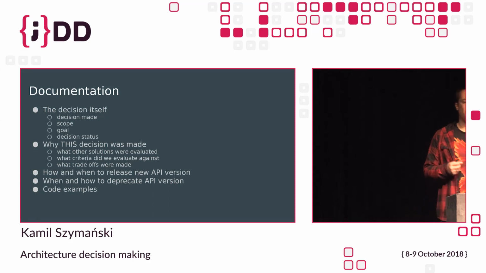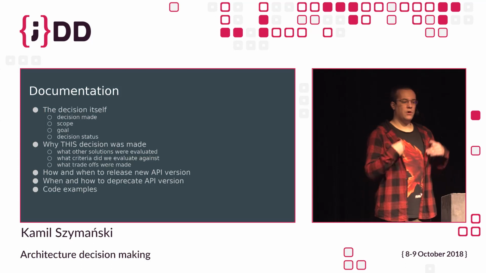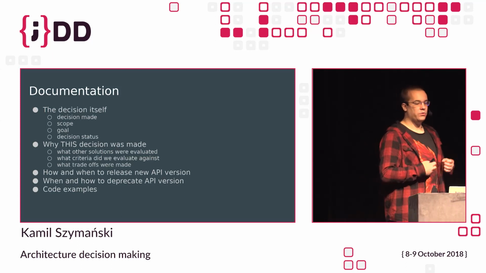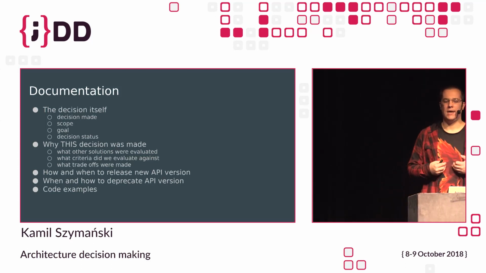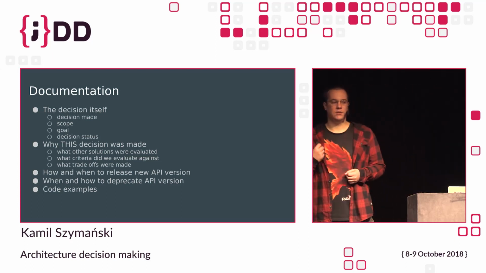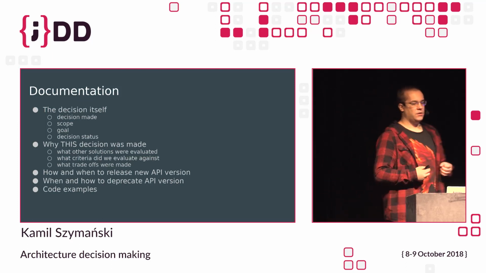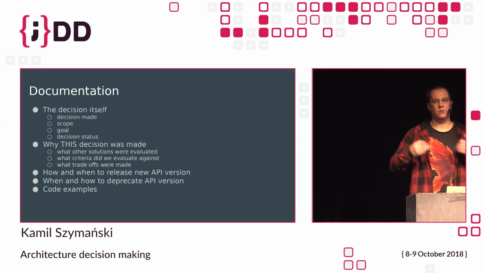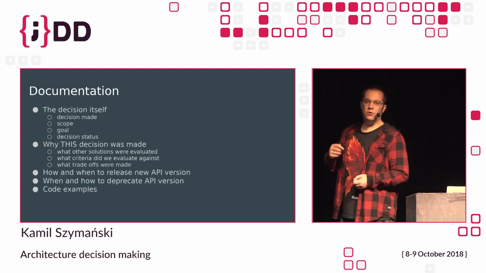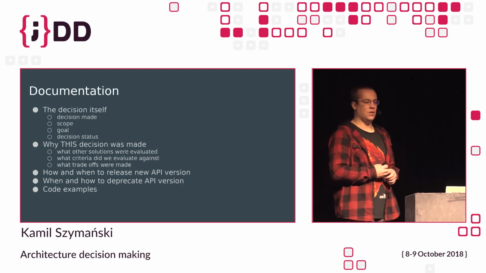If we make a decision, we need to document why exactly this one decision was made, what other solutions we evaluated, what criteria we evaluated it against, what trade-offs were required to be made when we took that decision. And it's not only about documenting the decision itself, it's also providing some documentation to help us later on, to document when we are releasing a new API version, when we are deprecating it, what are the consequences, what are the steps required to do that.